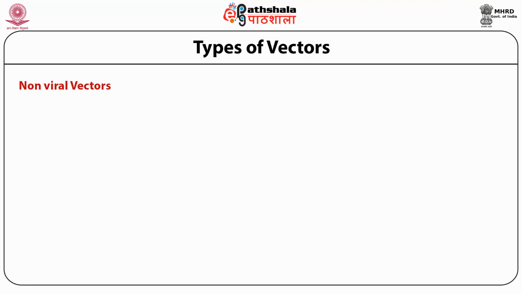Another non-viral vector is liposomes. You have read about liposomes. You must know about liposomes because these are organized lipid structures. When membranes are put into an aqueous environment, they form circular organized structures which are known as liposomes or micelles.